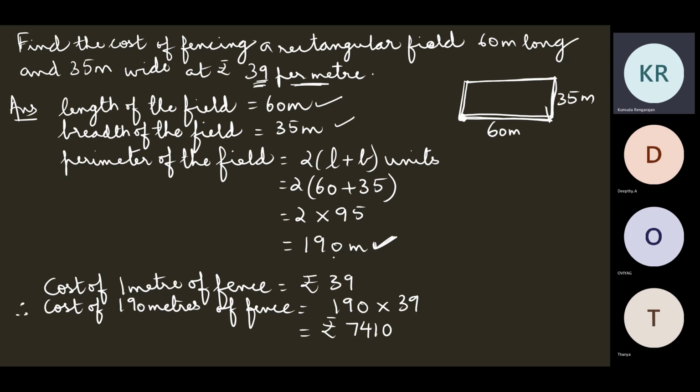Now the length of the fence needed is 190 meters, because the length of the boundary of the field given here is 190 meters. So for 1 meter, you have to spend 39 rupees. Then for 190 meters, the cost of fencing will be 7,410. Are the others getting this product, 7,410? Yes, ma'am.